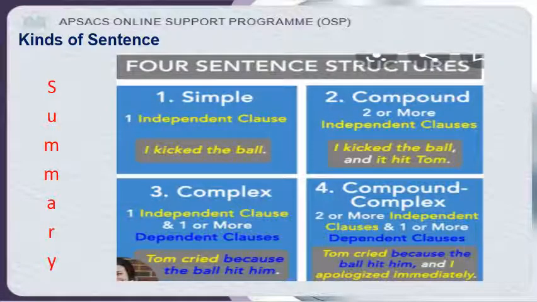So here's a summary. We have learned about 4 sentence structures. They are simple, having one independent clause: I kick the ball. Compound, 2 or more independent clauses: I kicked the ball and it hit Tom. Complex, an independent clause and 1 or more dependent clauses: Tom cried because the ball hit him. Compound-complex, 2 or more independent clauses and 1 or more dependent clauses: Tom cried because the ball hit him and I apologized immediately.